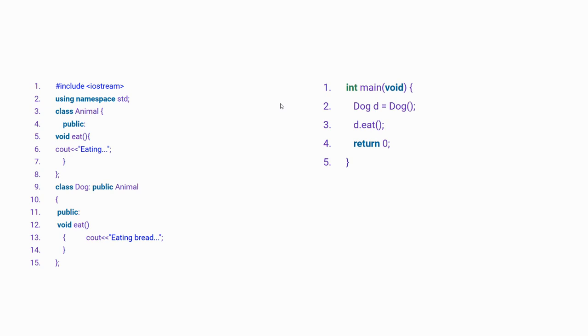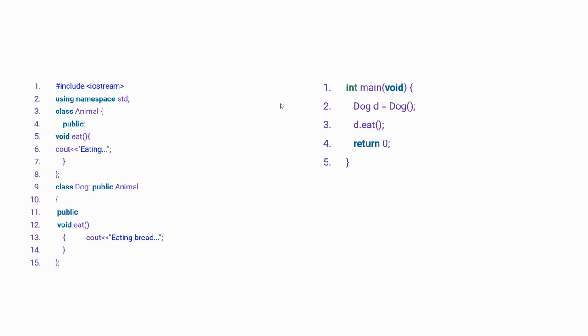We are creating a class named animal. In that we give the public access specifier. Under the public access specifier, we are writing a function void eat, in which we are printing eating. After that we have created a class dog, colon public, the class named animal. In that we are writing the public access specifier, and in it a function void eat with cout, printing eating bread.